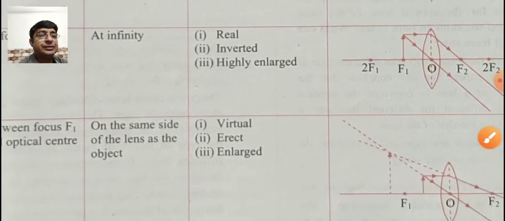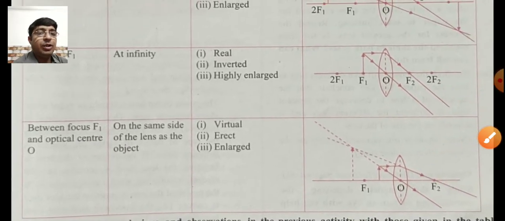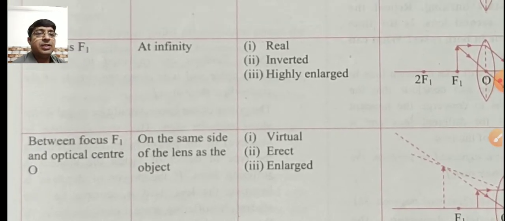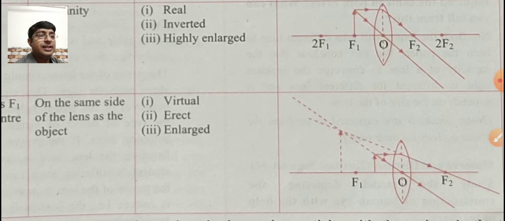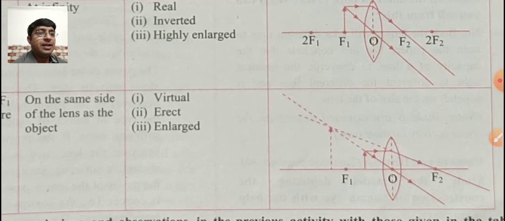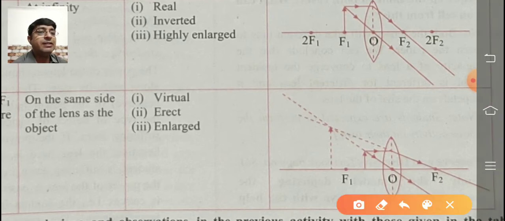Meaning both the refracted rays go parallel up to the infinity point. Last diagram, when the object is between focus f1 and optical center O, in this case the image is formed on the same side of the lens as the object. In this case, a real image is not formed; a virtual image is formed, virtual meaning not real, and erect meaning not inverted, and as compared to the size of the object it is enlarged.